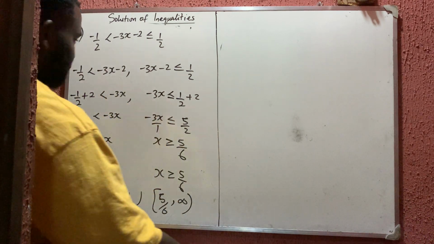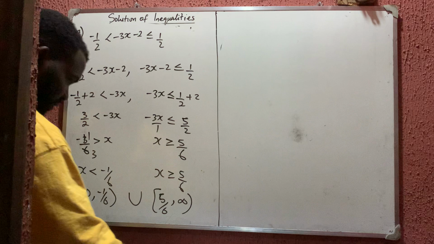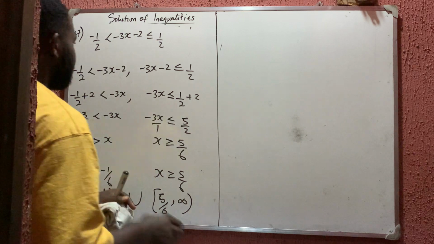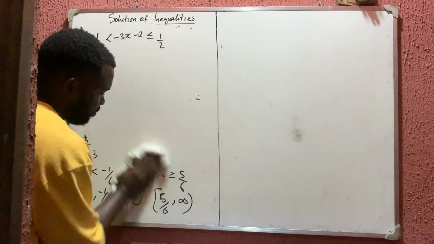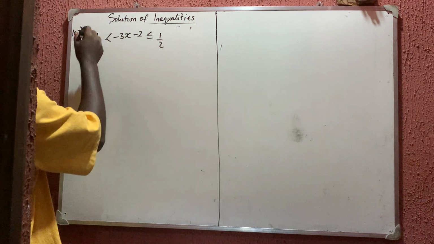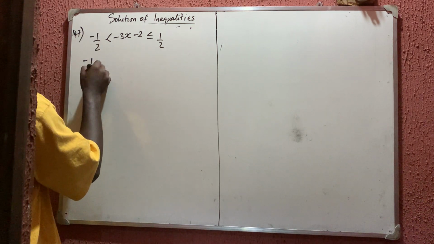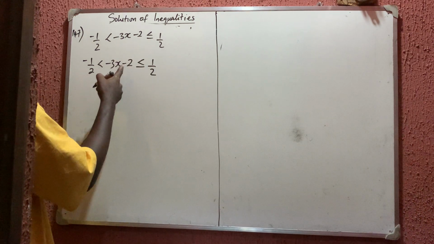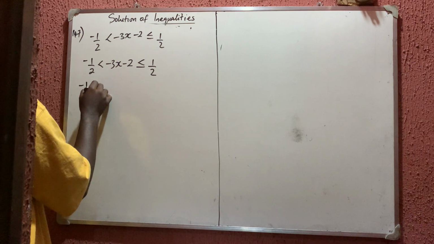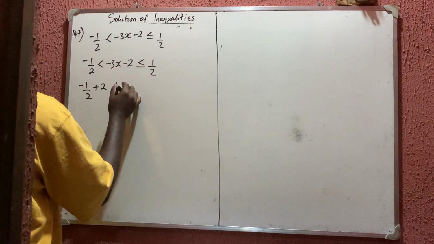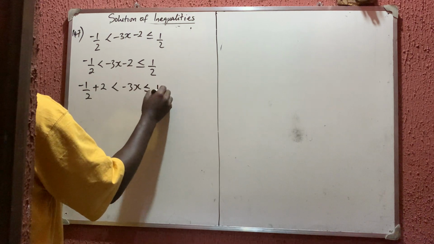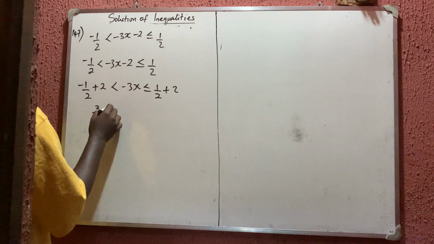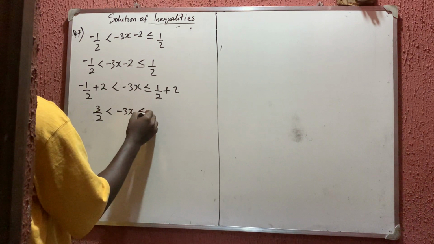Or let me check something. Anyways, because the answer here is not familiar, let us solve it without separating and see what we are going to get. I'm going to have minus 1 over 2 is less than minus 3x minus 2, which is less than or equal to 1 over 2. So without separating, I have minus 1 over 2 plus 2 is less than minus 3x, which is less than or equal to 1 over 2 plus 2. So here is giving me 3 over 2 is less than minus 3x, which is less than or equal to 5 over 2.